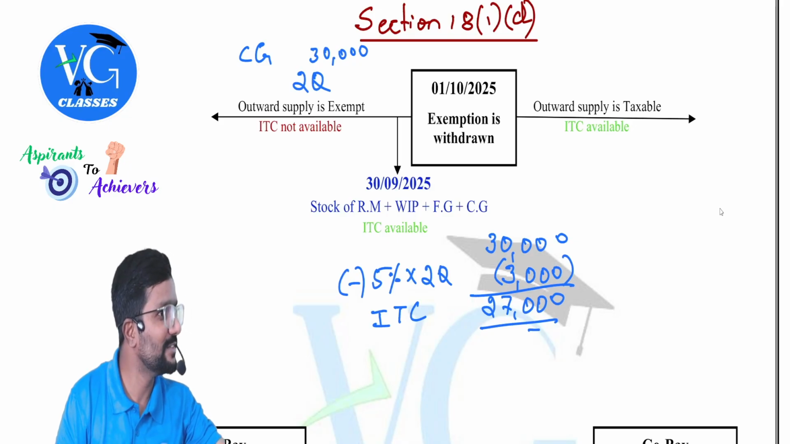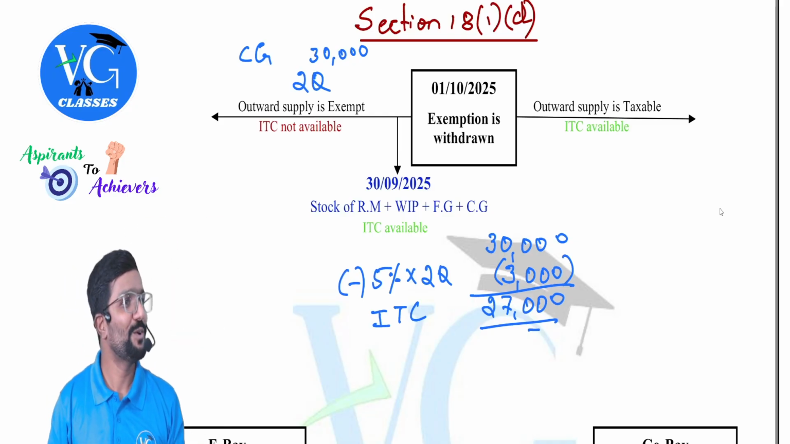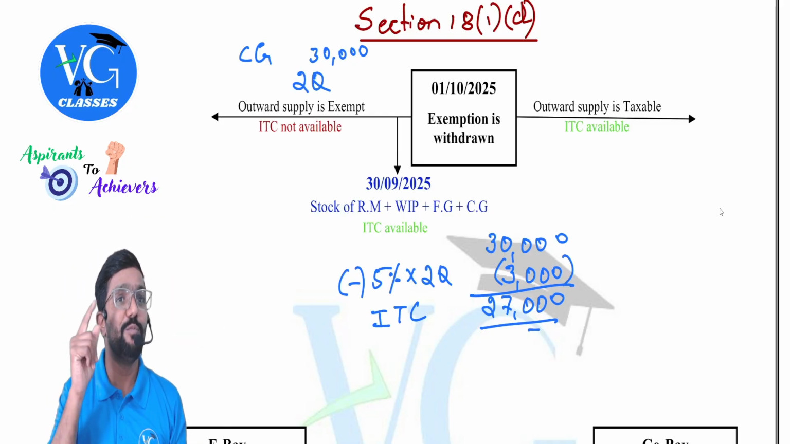6 quarters, you have to reduce. 0. Credit available is 0. Why? It was more than 1 year old.